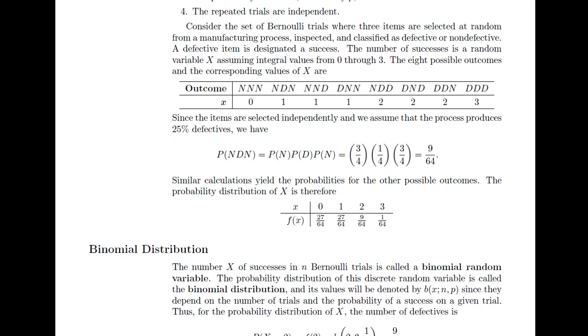Similar calculations yield the probabilities for the other possible outcomes. The probability distribution of X is therefore: x equals 0, 1, 2, 3, and the function of x, or the probability of x, equals 27/64, 27/64, 9/64, 1/64 respectively.